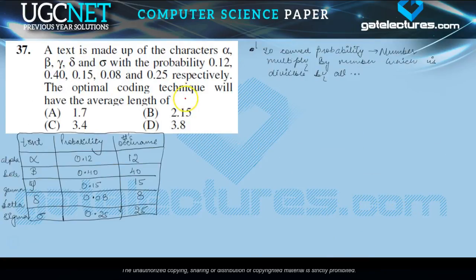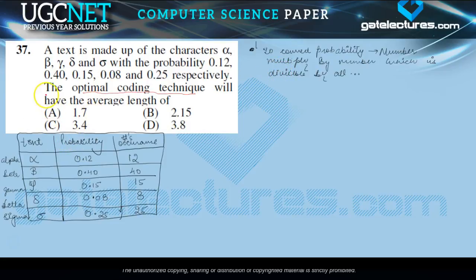Now the question number 37. A text is made up of the characters alpha, beta, gamma, delta, sigma, with the probabilities 0.12, 0.40, 0.15, 0.08, 0.25, and they asked the optimal coding technique will have the average length of. So we have to use optimal coding technique.